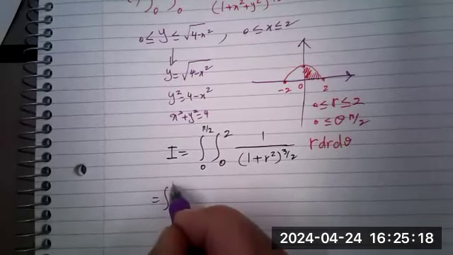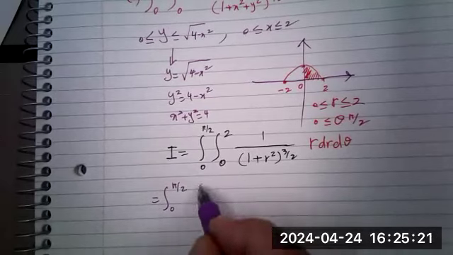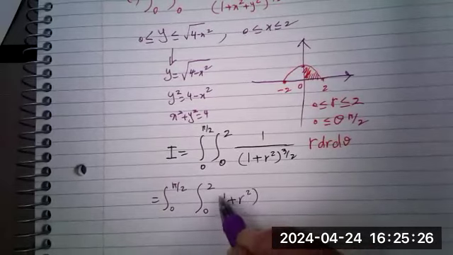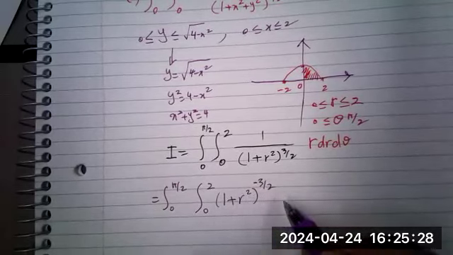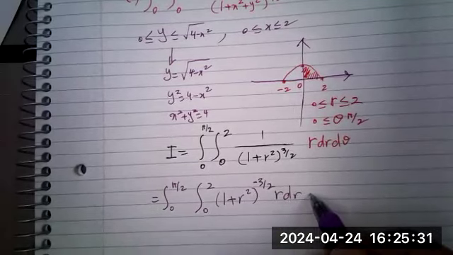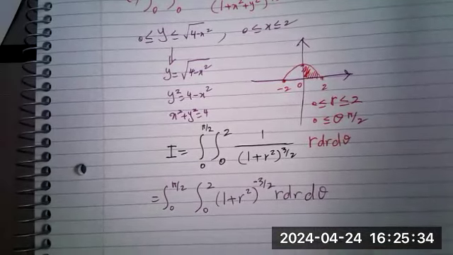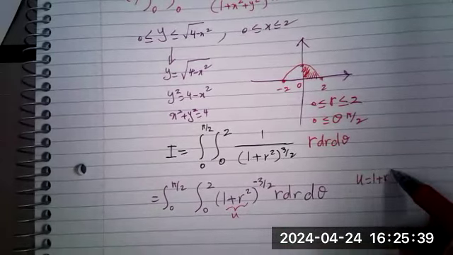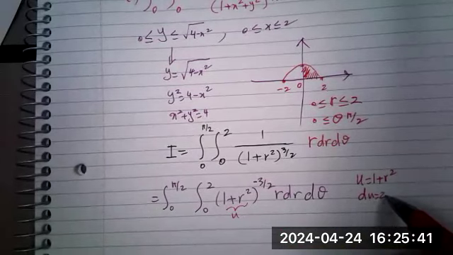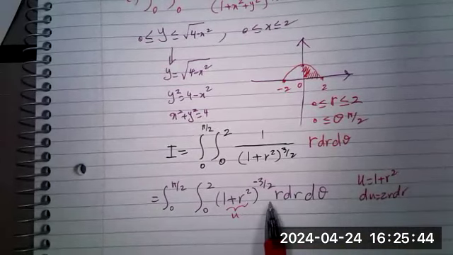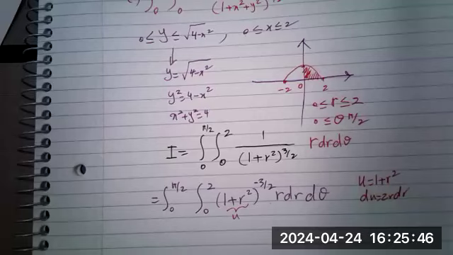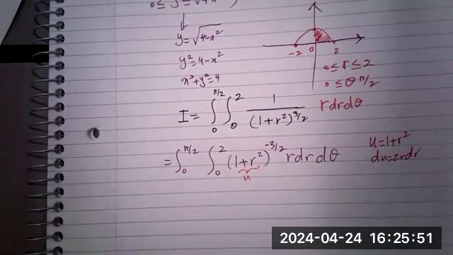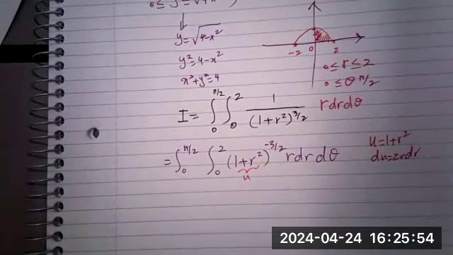Okay, so it's going to be theta from 0 to pi half, and r from 0 to 2. So we have 1 plus r squared to the negative 3 half times r dr, then the d theta. Again, you take this to be u, then u prime, or du, would be 2r dr. So you need a 2 here. You multiply and divide by 2 to create the du and then integrate. Or you can do the u substitution altogether.